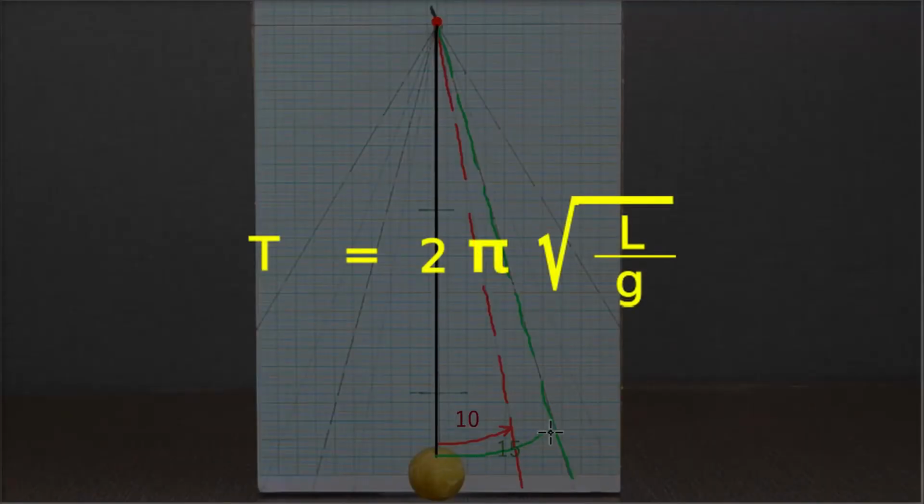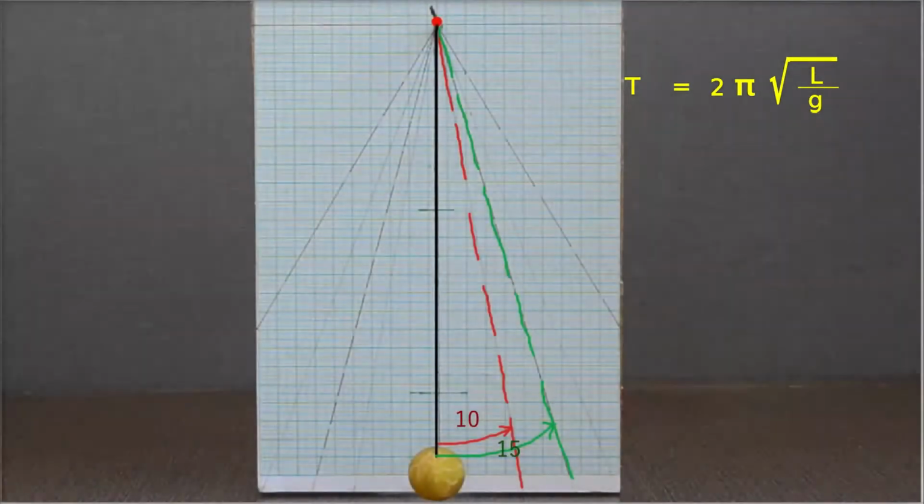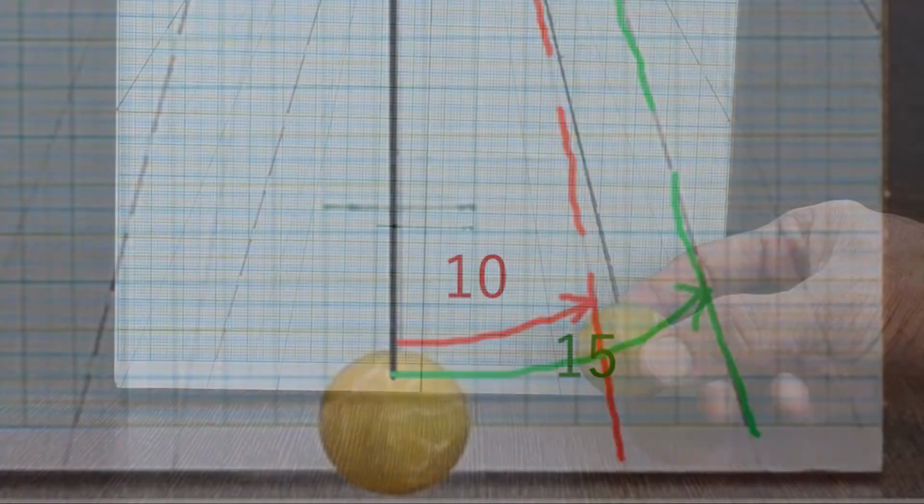This formula is valid only for small angles, that is, when amplitude is 15 degrees or less.